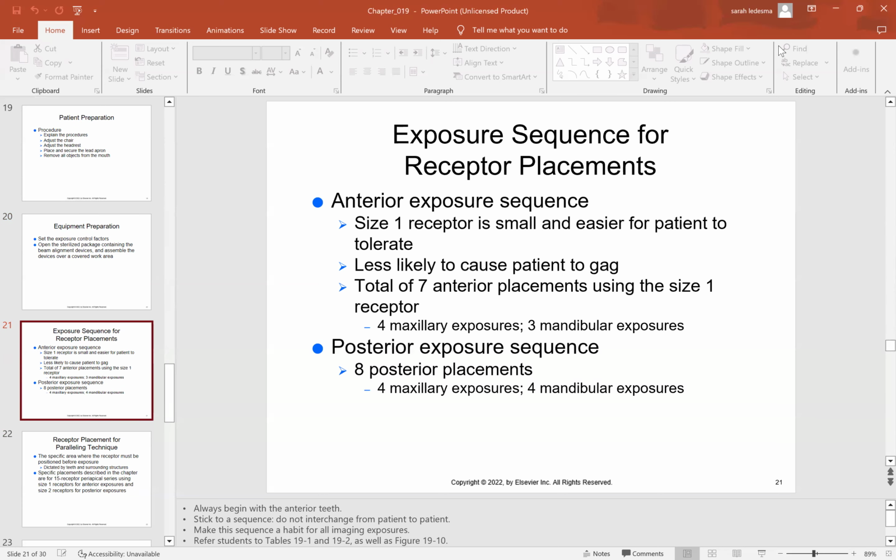Exposure sequence for receptor placements. Anterior exposure sequence: size 1 receptor is small for ease for the patient. This is less likely to cause the patient to gag. A total of 7 anterior placements using the size 1 receptor, 4 maxillary and 3 mandibular. Posterior exposure sequence includes 8 posterior placements, 4 maxillary and 4 mandibular.